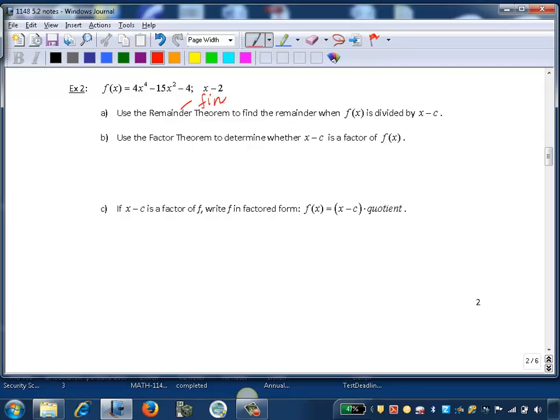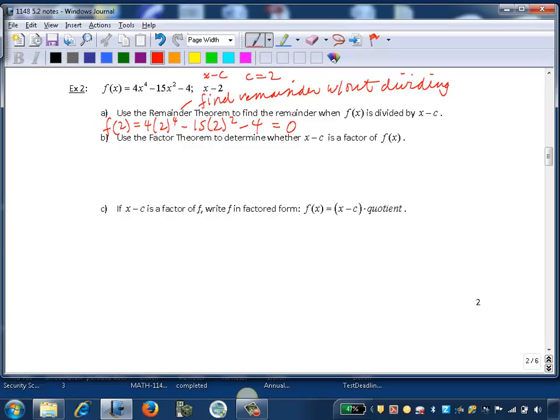So this is just a reminder here, find remainder without dividing. So we're going to plug in, we can look at this as x minus c, so in this case our c value is 2. So we'll just evaluate the function for an x value of 2. So we want f of 2, which is going to be 4 times 2 to the fourth, minus 15 times 2 squared, minus 4. So if we evaluate this, we're going to get 0.